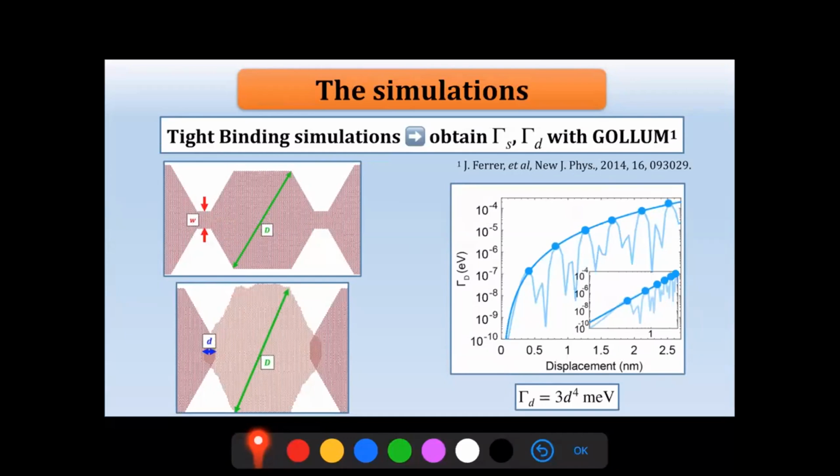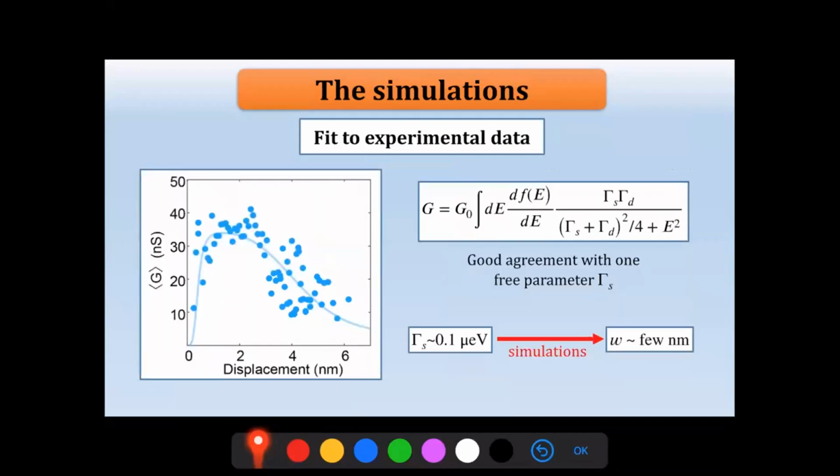Here I show just the values of gamma D as a function of the overlap, and we see that the gamma presents oscillations that were already expected. As I showed before, they were already present in the conductance calculations of our previous work and are due to quantum interference effects. And then the maximum of the oscillations can be fit, at least within the displacement range of the experiments, to this power law. So then we use this power law to fit the conductance as a function of the distance to the experimental data.